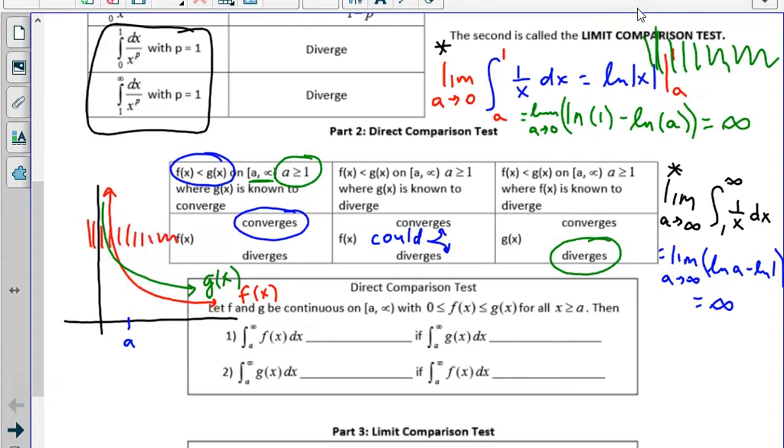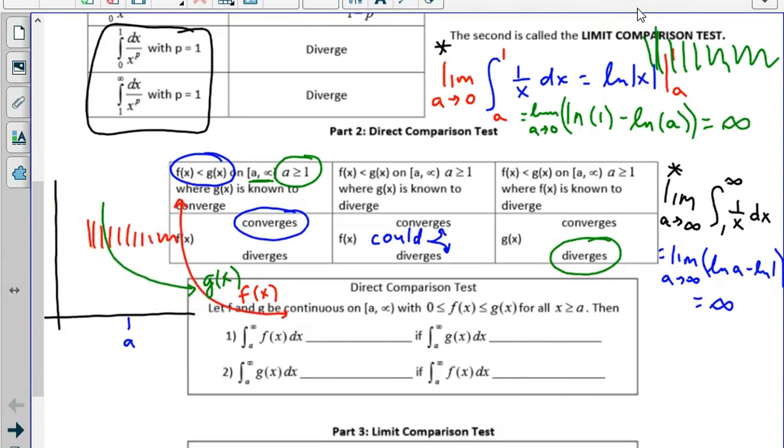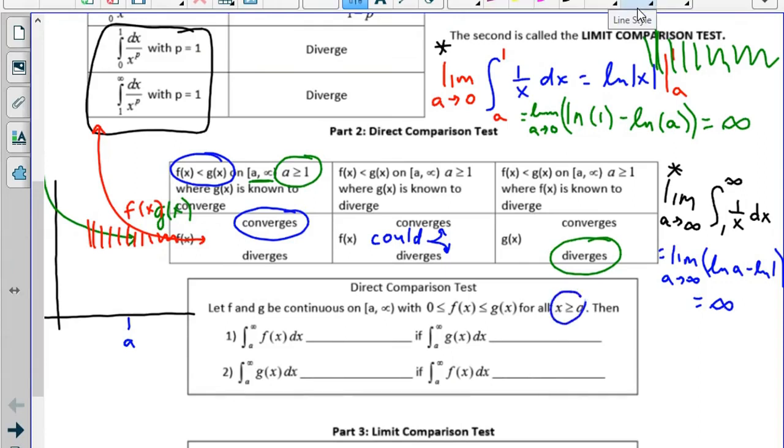So if we move this out of the way, let f and g be continuous functions on a to infinity, and f is always smaller than or equal to g, as long as x is bigger than or equal to a. We know that the integral of f of x converges if we know that the integral of g of x converges. Likewise, we know that the integral of g of x diverges if the integral of f of x diverges.